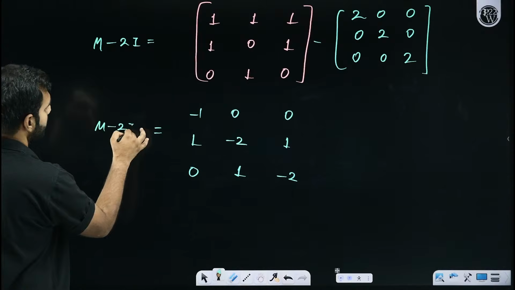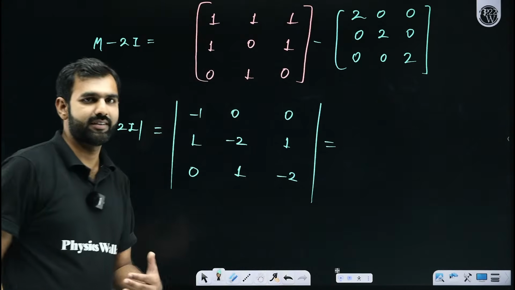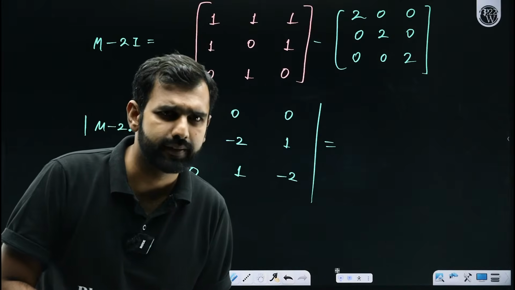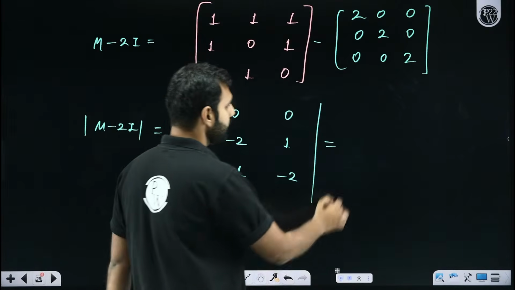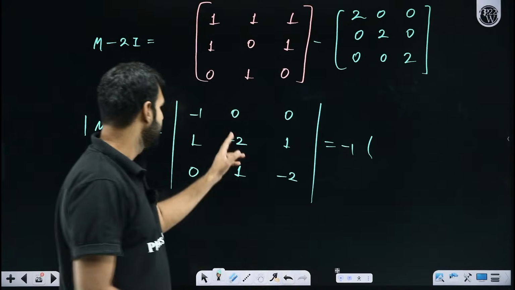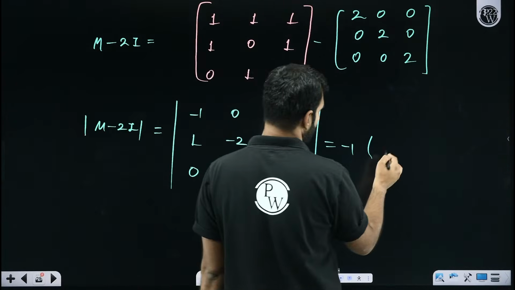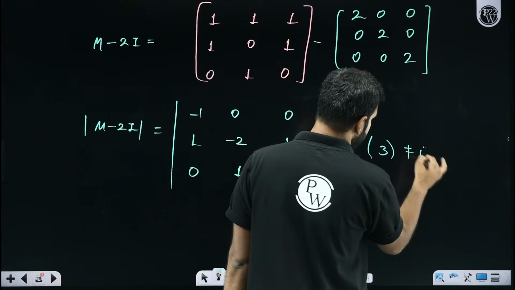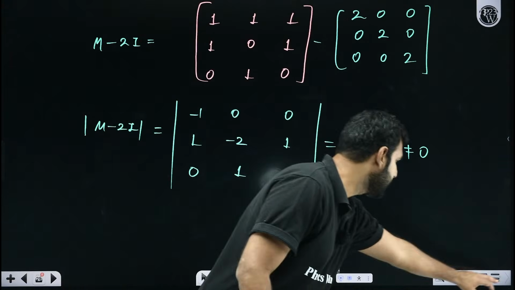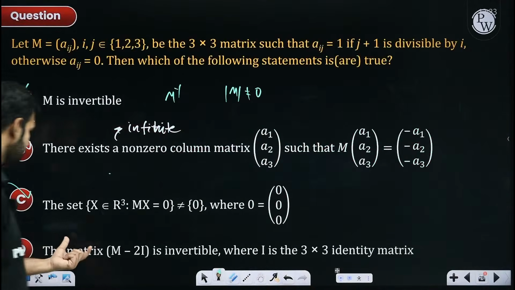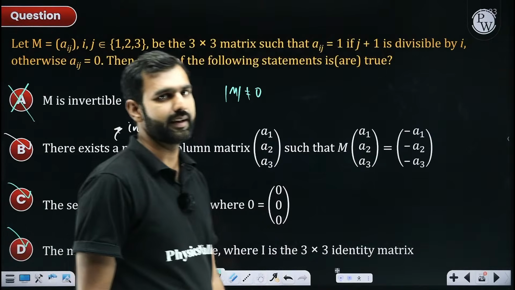Let me find the determinant of M minus 2I. That will do the whole job here, because this will tell me whether it is invertible or not. Everybody got this? So from here, what I get is minus 1 times this into this, so this is plus 4 minus 1. Plus 4 minus 1 is 3, which is non-zero, which means yes, it is invertible. Why? Because the determinant of M minus 2I is non-zero. That means options B, C, D will be the correct answers here.